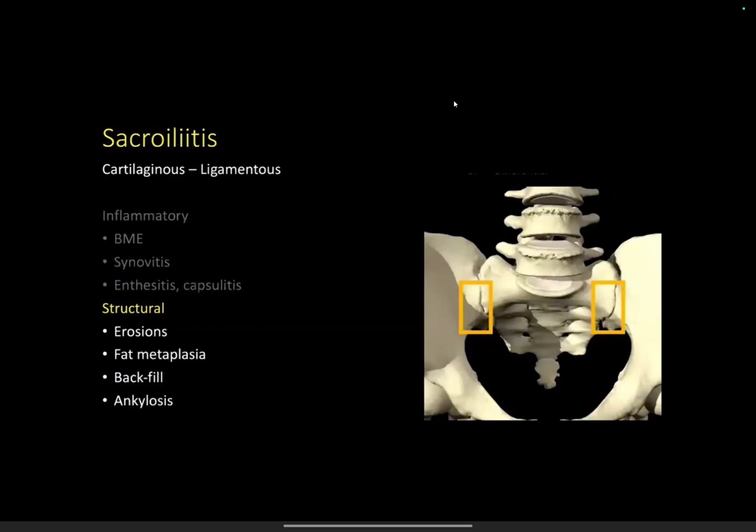Then, enthesitis versus capsulitis on gadolinium images?